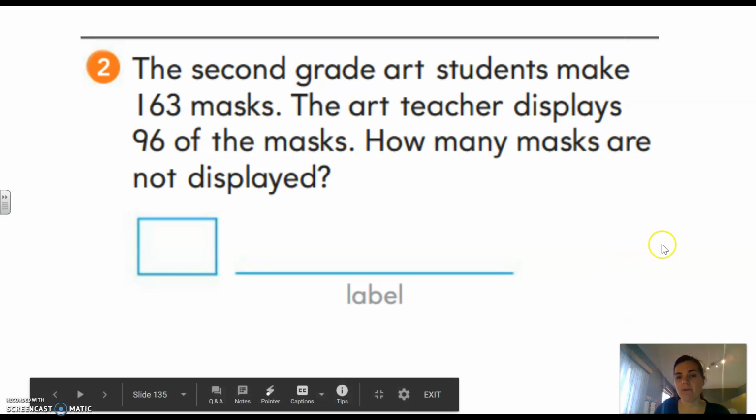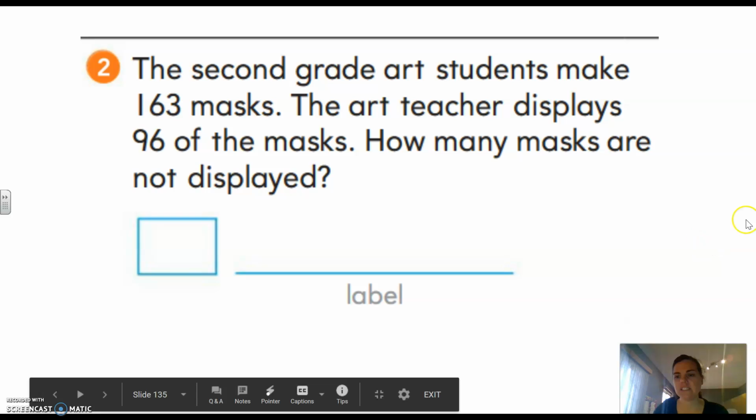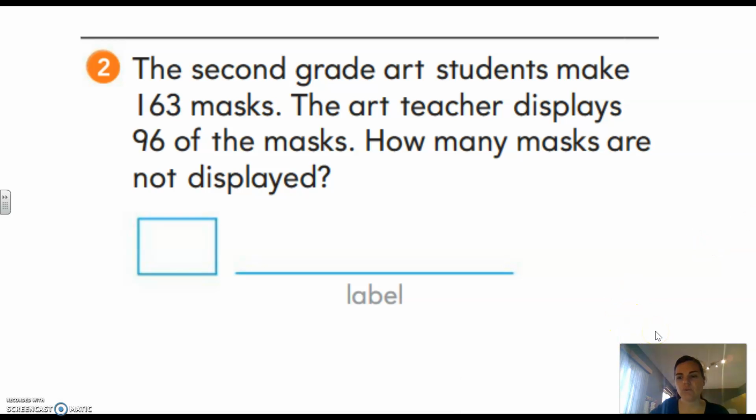So if I put my math mountain to the side, I have to think, do I know the total? Yep, they started with a total of 163 masks, so that's going to go at the top of my math mountain. Then the art teacher only displays 96 of them. So that's one of my addends. So I'm going to put it at the bottom. And then my other addend is my unknown. So I can put my minuses that we like to do and my plus in the middle of my addends. And I can see that I'm going to do 163, take away 96.